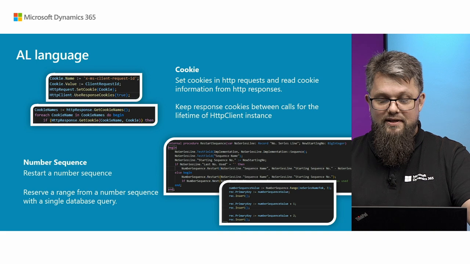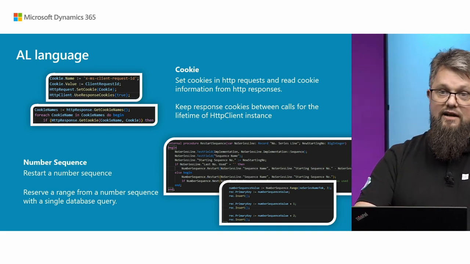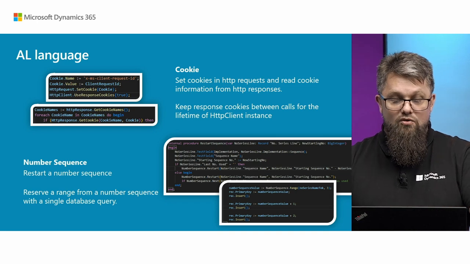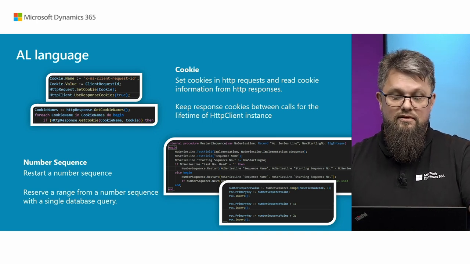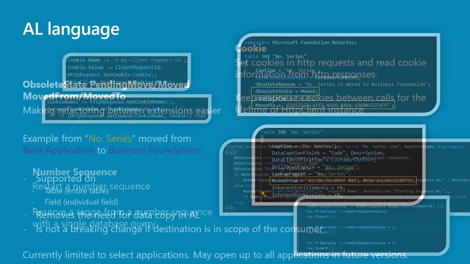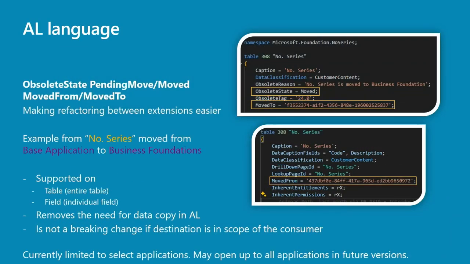Number sequence has been enhanced with a restart method and a range method. The range method allows you now to get a whole range in a single database call, enabling much more performant bulk operations.